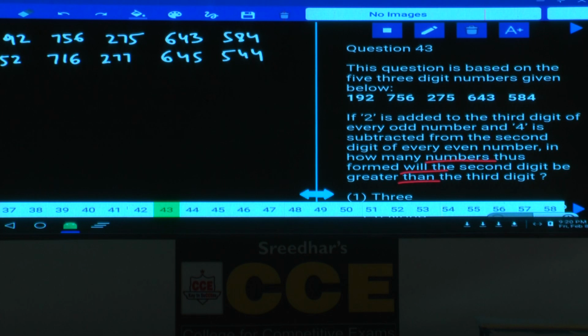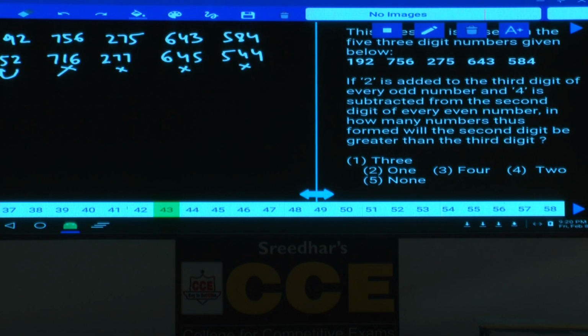Now here in the first one, the second digit is 5, the third digit is 2. Hence in this one, the second digit is greater than the third digit. The next one, 716, the second digit is lesser than the third digit. Here the second and the third digits are one and the same. Here the second digit is lesser than the third digit. Here second and third are one and the same. Then what is your answer here? There is only one such number, that is choice 2.